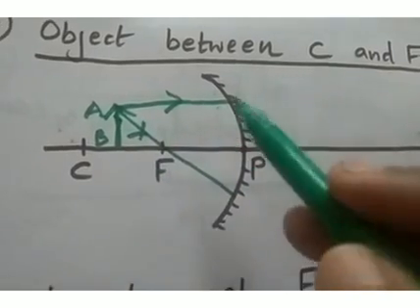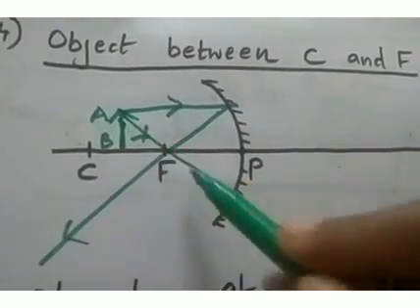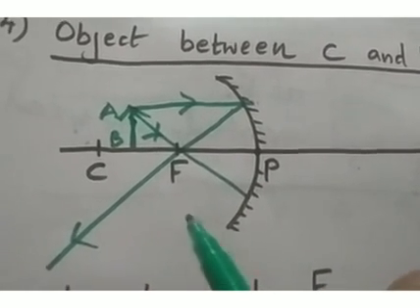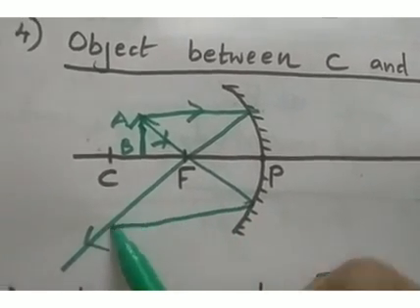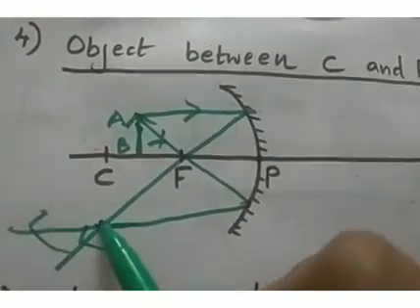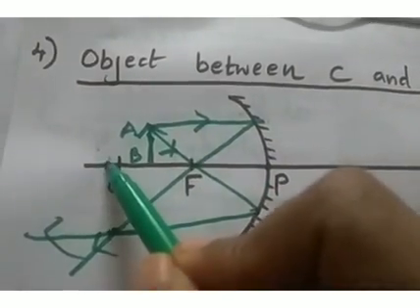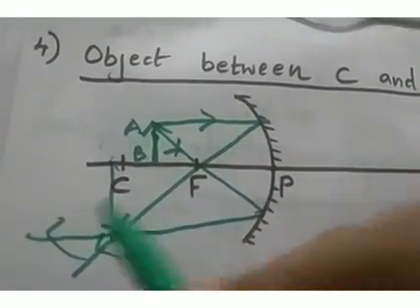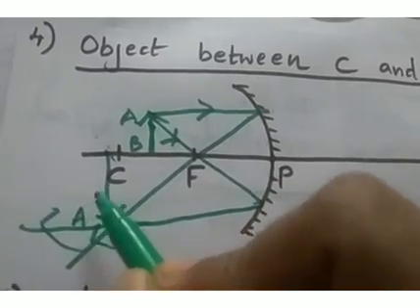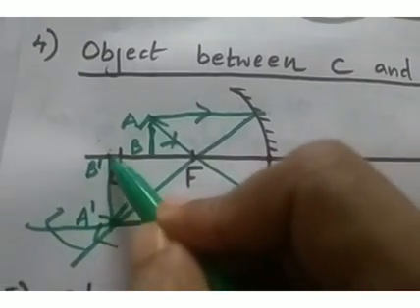So here the parallel ray, after reflection it will pass through focus, and this ray passing through focus will pass parallel to the principal axis. Isn't it? Now where these two rays meet, somewhere here, the image is formed. And since these two rays actually meet at this point, a real image is formed. Since it is a real image, it will be an inverted one. So A dash B dash, this is the image.